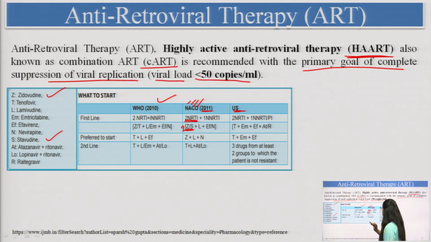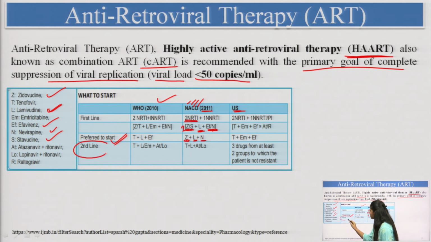Second is L, lamivudine, which is mandatory to give. Then we see EF/N. EF means efavirenz and N is nevirapine, so we have the option of efavirenz or nevirapine. So, 3 drugs we select here, 2 from NRTI and 1 from NNRTI. Now, what is our preference to start? In Z and S we select Z. L is mandatory, lamivudine, and N is nevirapine.